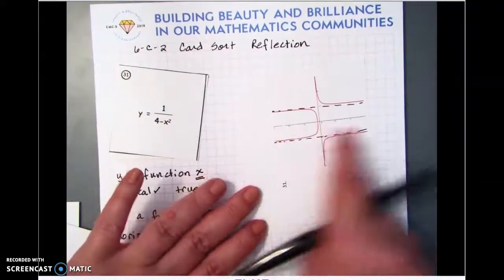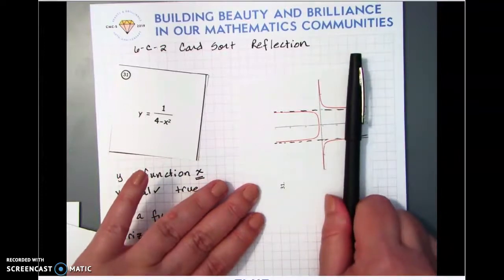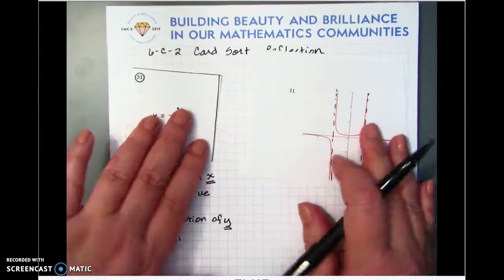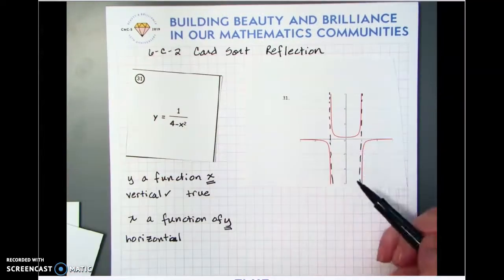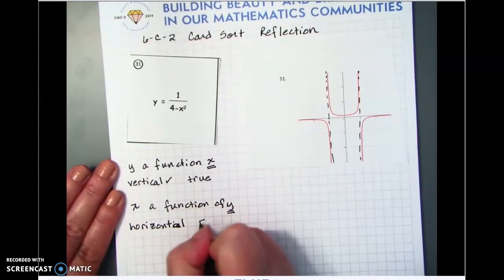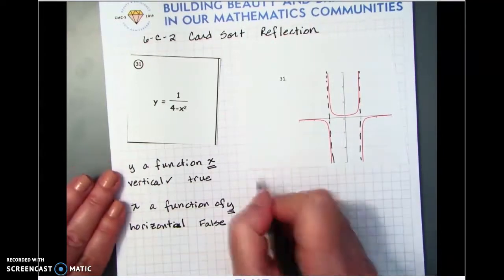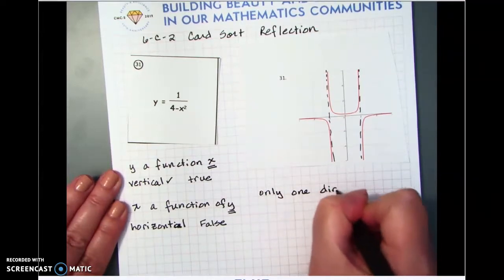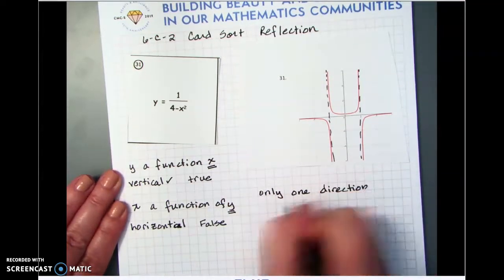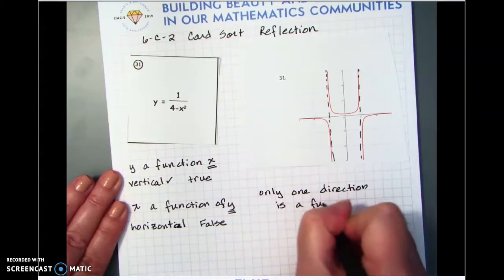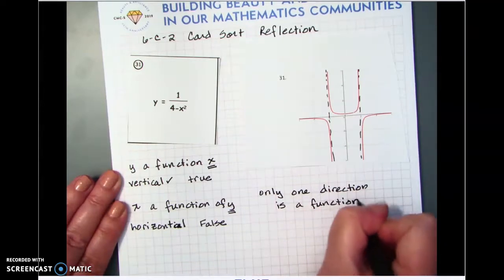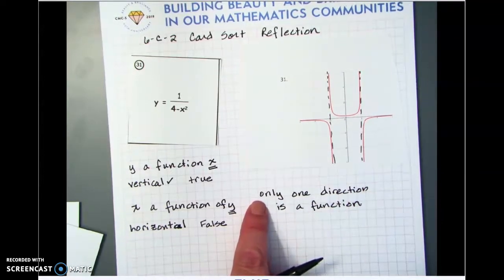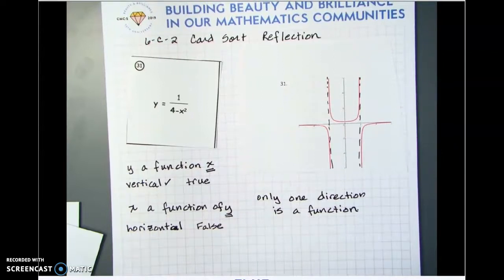I can turn it if I want, where this is my y-axis. To the right and to the left of the x-axis, we have situations where for each y value, there can be two x values. That means that it is not a function. So only one direction is a function. From this point on, I'm going to shorten that up. I'm going to say either both, only one, or none, just to save a little bit of time and try to get through more cards.